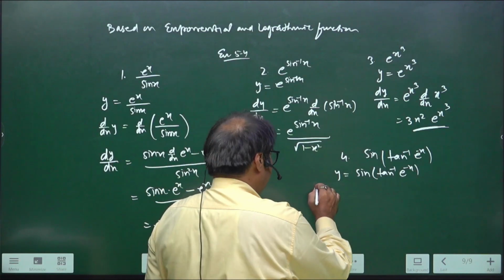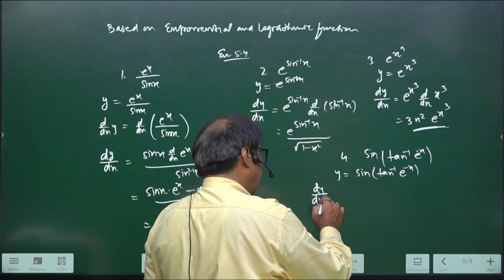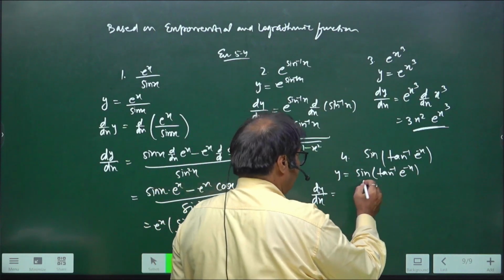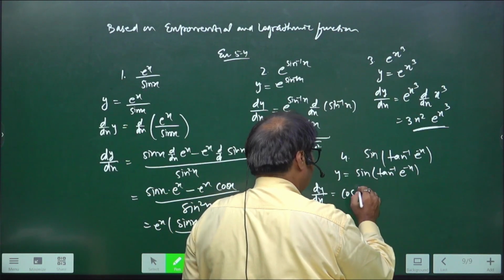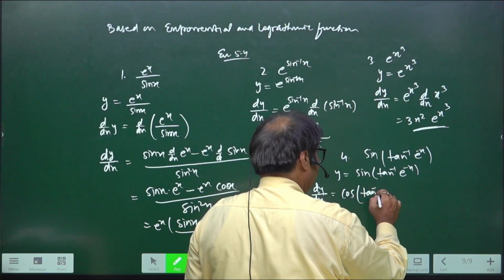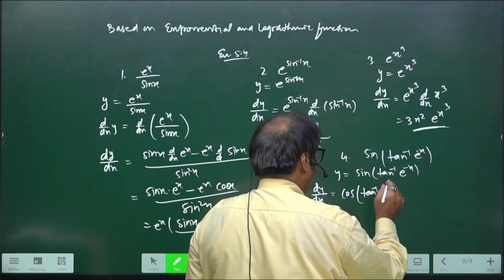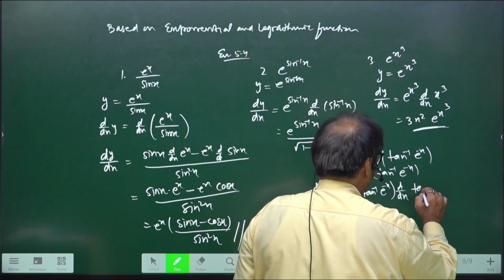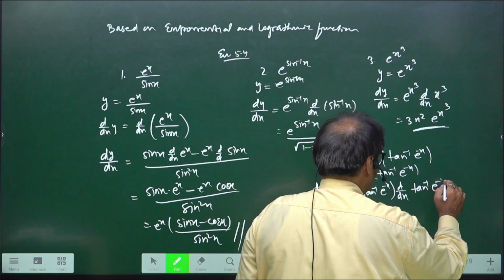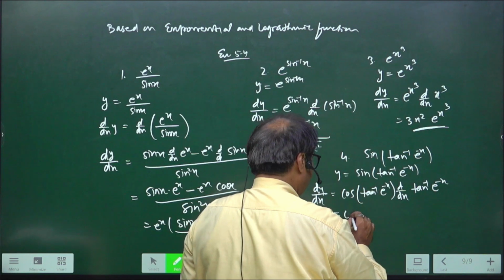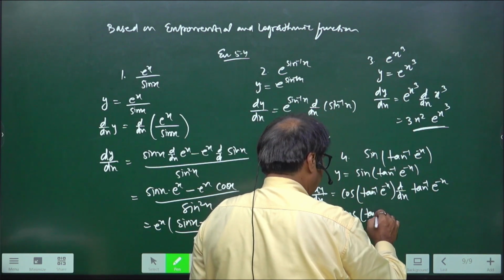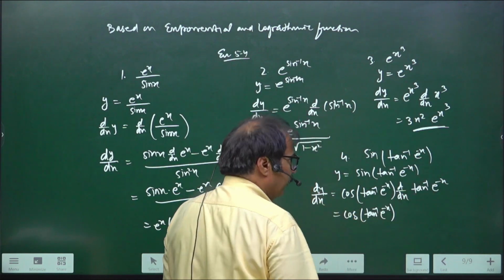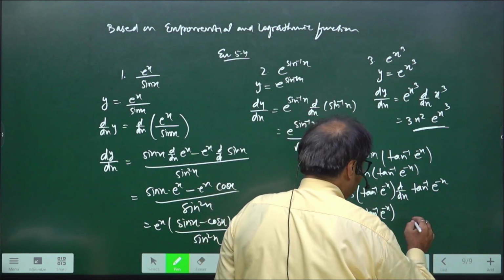So dy by dx, differentiating both sides with respect to x. The derivative of sine theta is cos theta, so cos of tan inverse e raised to minus x. Okay, now what is left? The derivative of d by dx of tan inverse e raised to minus x. So this is cos of tan inverse e raised to minus x, and the derivative of tan inverse x is 1 upon 1 plus x square.